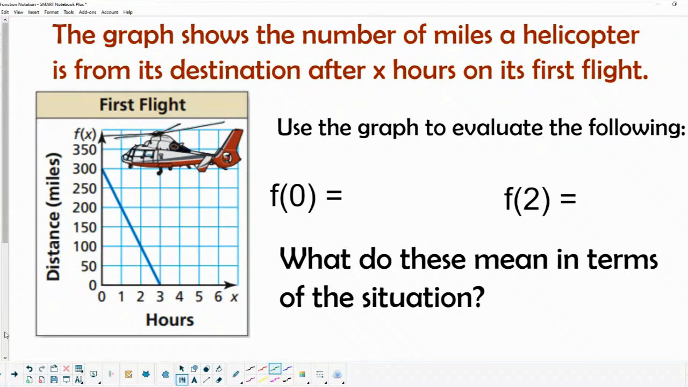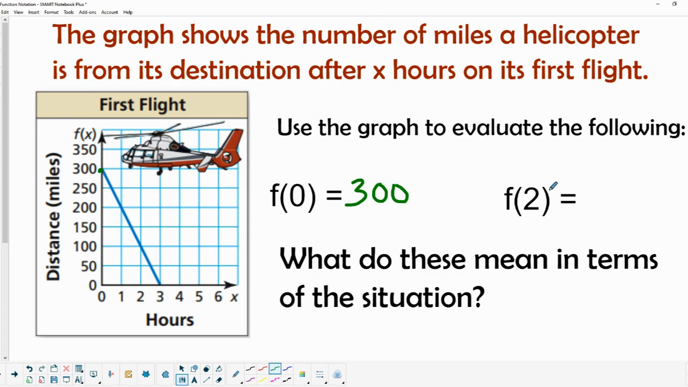Okay, here's a word problem. Let's see how this might work. The graph shows the number of miles a helicopter is from its destination after x hours on its first flight. So use the graph to evaluate the following. After 0 hours, we find out that it's sitting at 300 miles away. That's quite a flight, 300 miles, right?